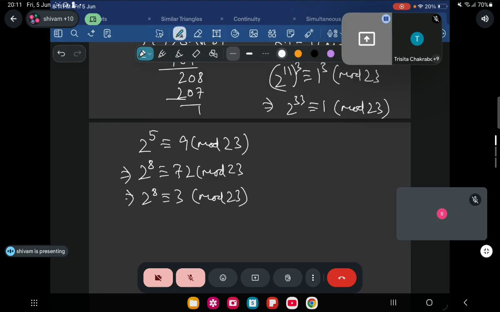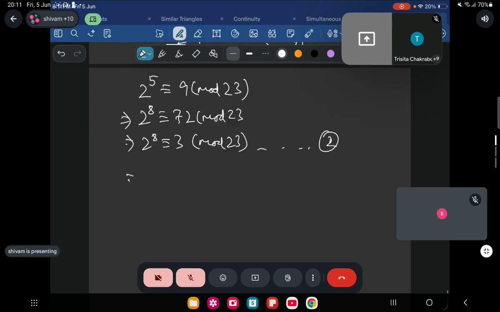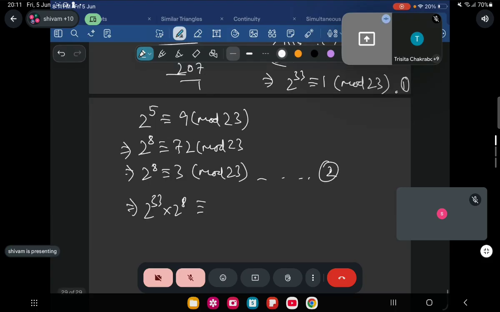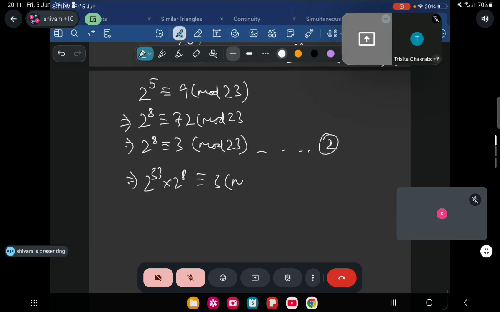Yes. Now you multiply these two congruences, this is 2, this is 1. Multiplying congruences 1 and 2, this implies 2 to the power 33 into 2 to the power 8 is congruent to 3 into 1, that is 3 mod 23. Done. Tell me, are you getting? Aviraj? If anyone has any doubt, you can ask me.